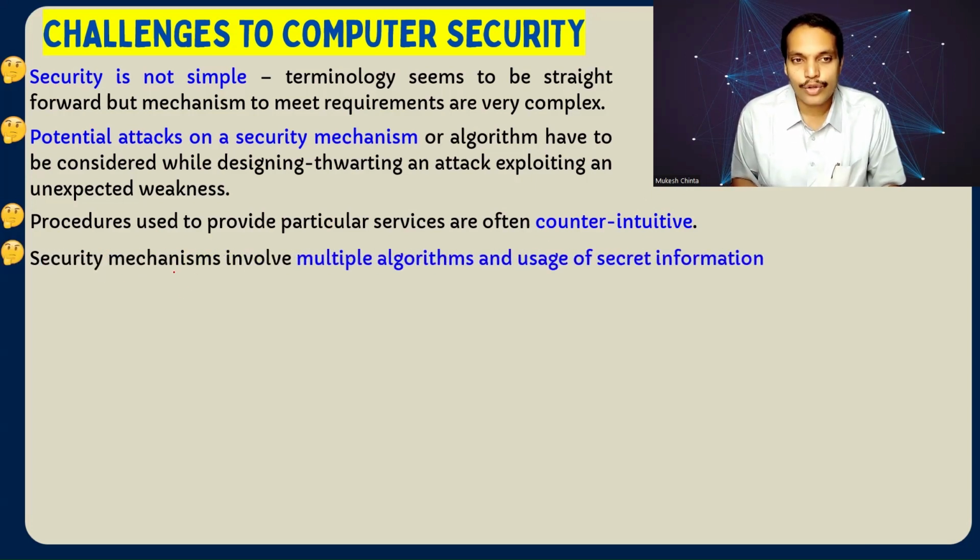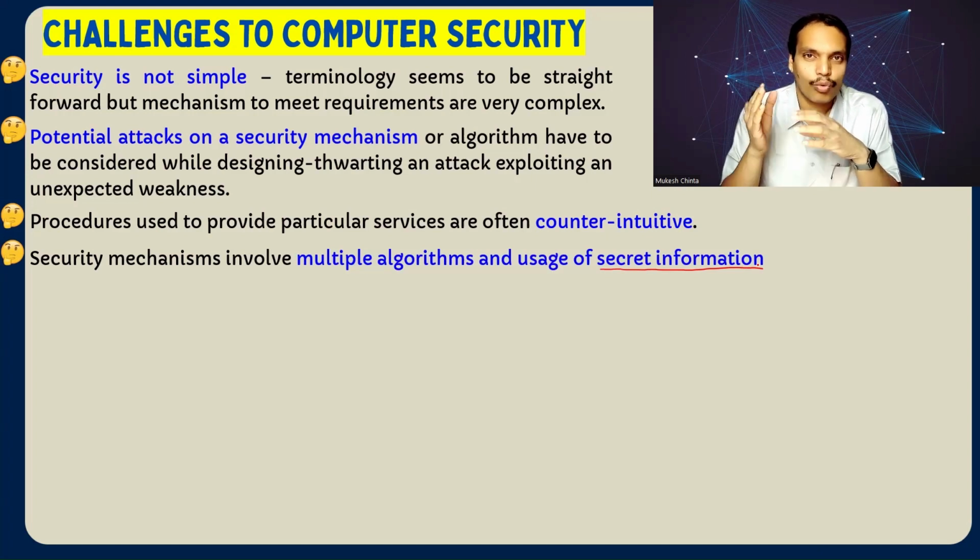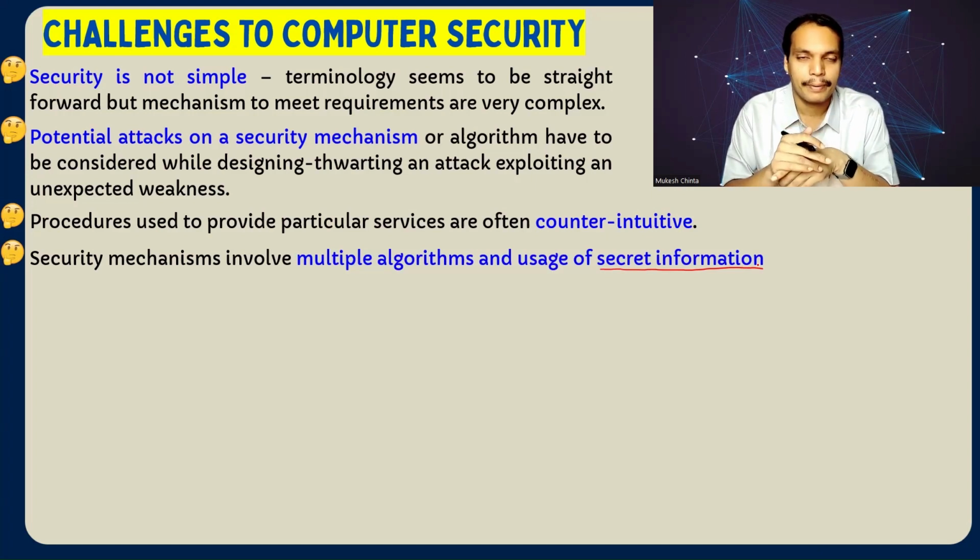Next one is that security mechanisms involve multiple algorithms and usage of secret information. This is very important. What do you mean by secret information? If you are a network administrator and you want to implement authentication mechanisms, you want to ensure that only your people, the people you employed, will have access. So you collect their fingerprints, you collect their passwords, you give them ID cards, all those things. You are gathering all this information.